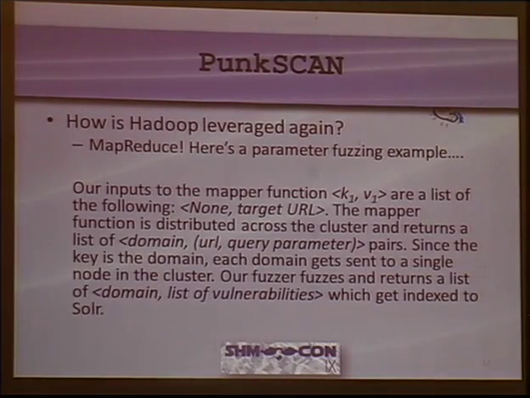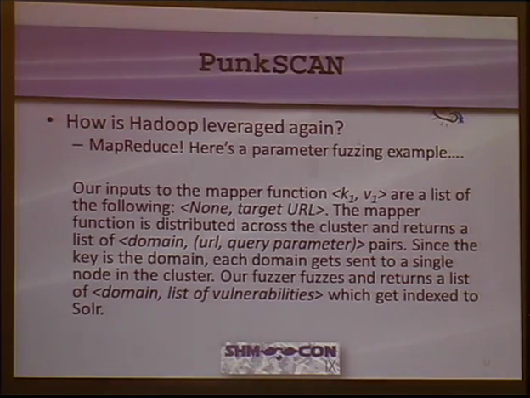So everything is MapReduce in PunkScan, absolutely everything. If you remember a bit about the discussion on MapReduce a minute ago, it's all about key value pairs. Our inputs to the mapping function are just really simply a list of the target URLs that we're going to hit. This would be target domains in particular. So for the sake of making this a valid MapReduce operation, we're just going to set the key to none and the value to the target URL.